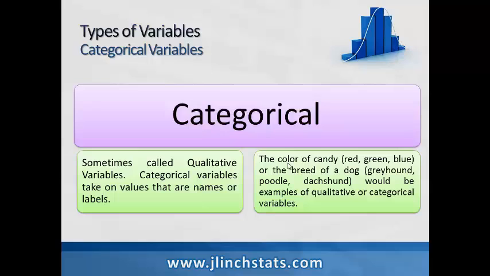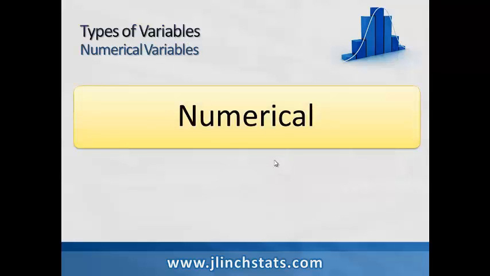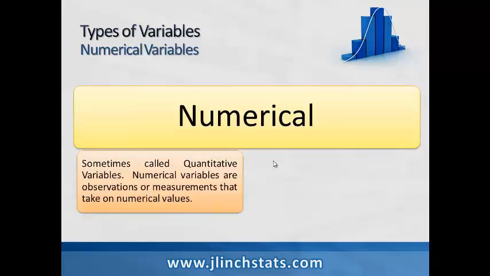Or perhaps we're talking about the breed of a dog. Maybe we're talking about a greyhound, a poodle, a dachshund. There are several different categories of dogs, but a categorical variable, once again, takes on values that are names or labels. Now, the other type of variable that we're going to talk about is numerical. So we have categorical variables or numerical variables. Numerical variables are also called quantitative variables, and those again are used interchangeably. So when we talk about numerical variables, we're also talking about quantitative variables.